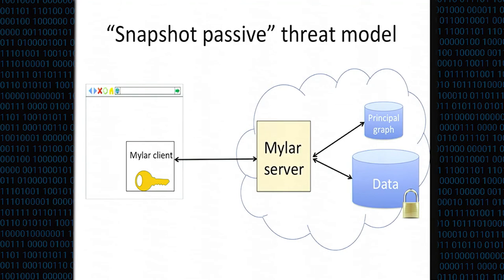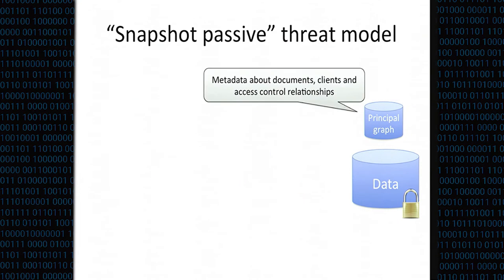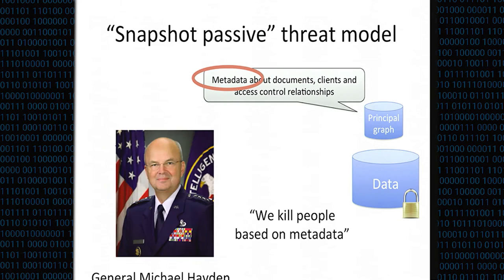So let's start with this attack first. This is in the snapshot passive threat model, where the adversary gets only the metadata about the access control relationships between the different clients and the documents. But this metadata has security properties itself, and unless the system designer is very careful, it can leak the data that was intended to be protected by encryption.